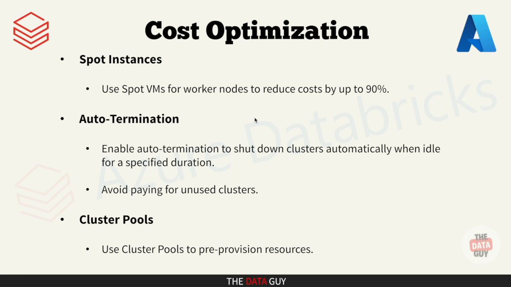Next one is auto termination. Enable auto termination to shut down clusters automatically when idle for a specified duration. With auto termination, the cluster will shut down automatically after being idle for a specified duration. This ensures you are not paying for unused resources. And next one is cluster pools. Cluster pools allow you to pre-provision resources, which means the infrastructure is already available when you need it. This drastically reduces the startup time for clusters, making them available faster.